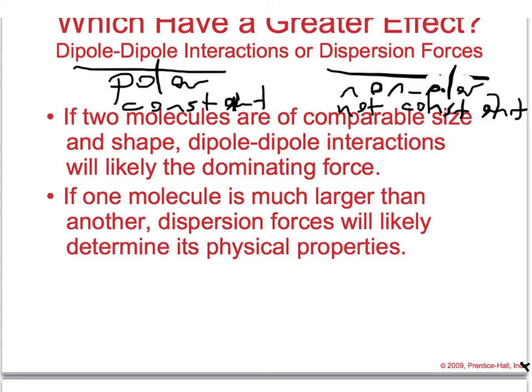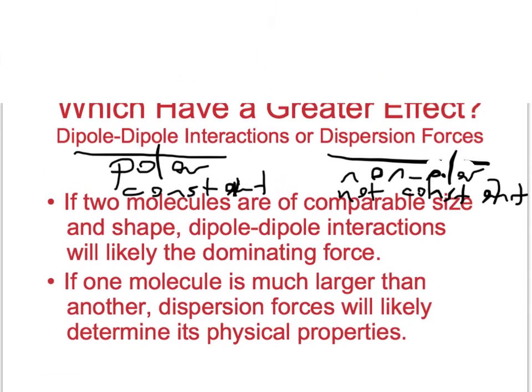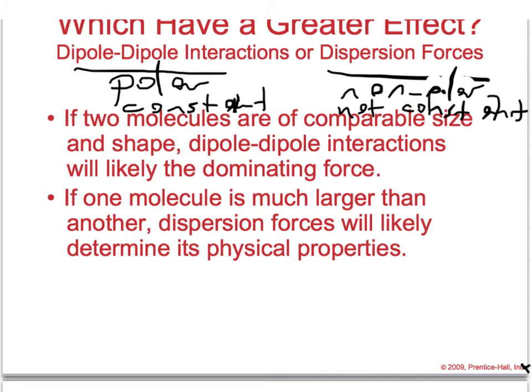Read it. If two molecules are of comparable size and shape, dipole-dipole interactions will likely be the dominating force. If one molecule is much larger than another, dispersion forces will likely determine its physical properties. So not all the time is the dipole-dipole stronger. It depends on the size of the molecule.